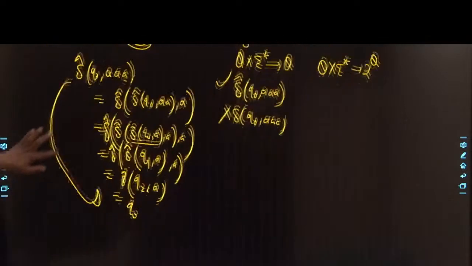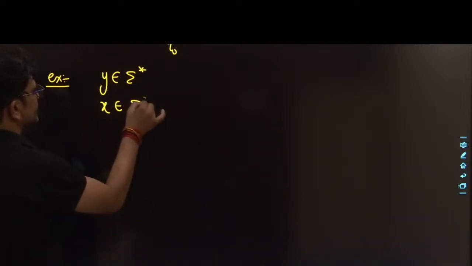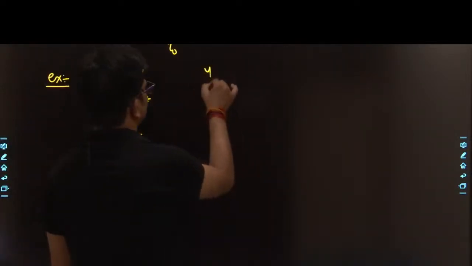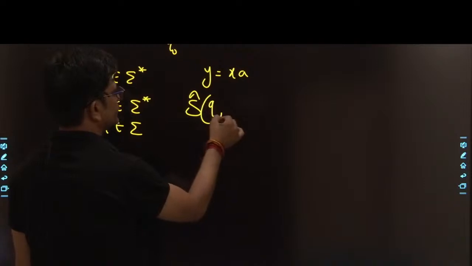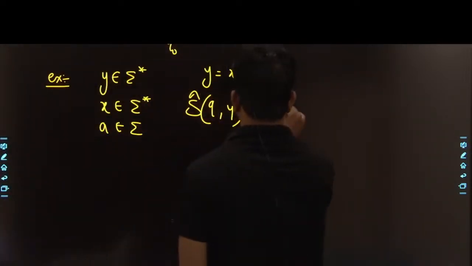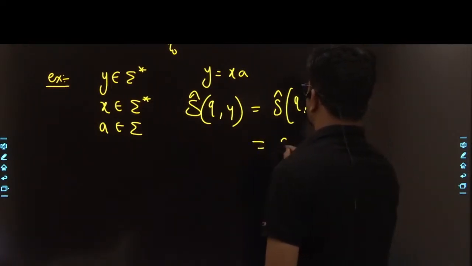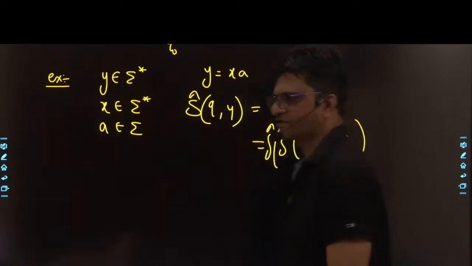See the next example. Suppose we have any string x belongs to sigma star, and a belongs to sigma. Y equal to xa. Then what is the extended transition function on any state q and y? We can write it like this: delta cap q xa. This is equivalent to this one.